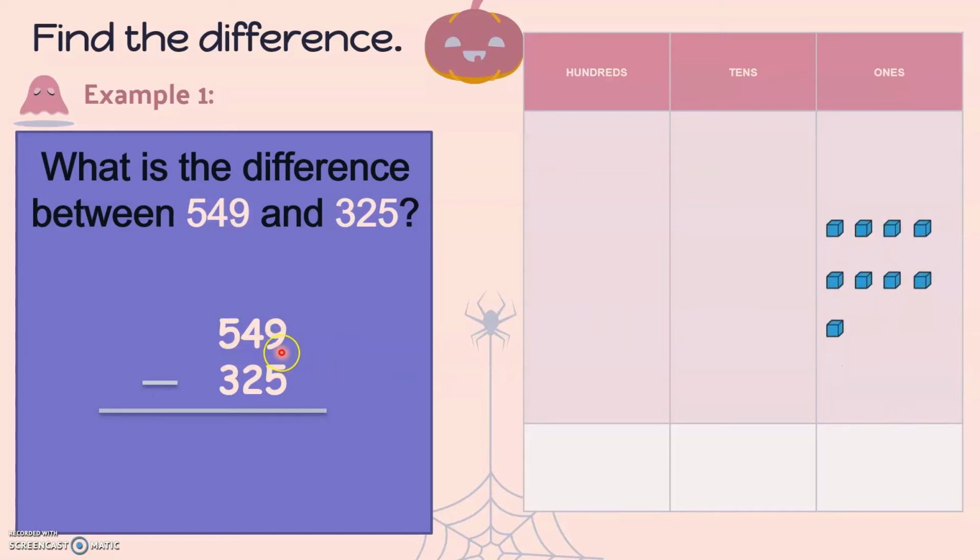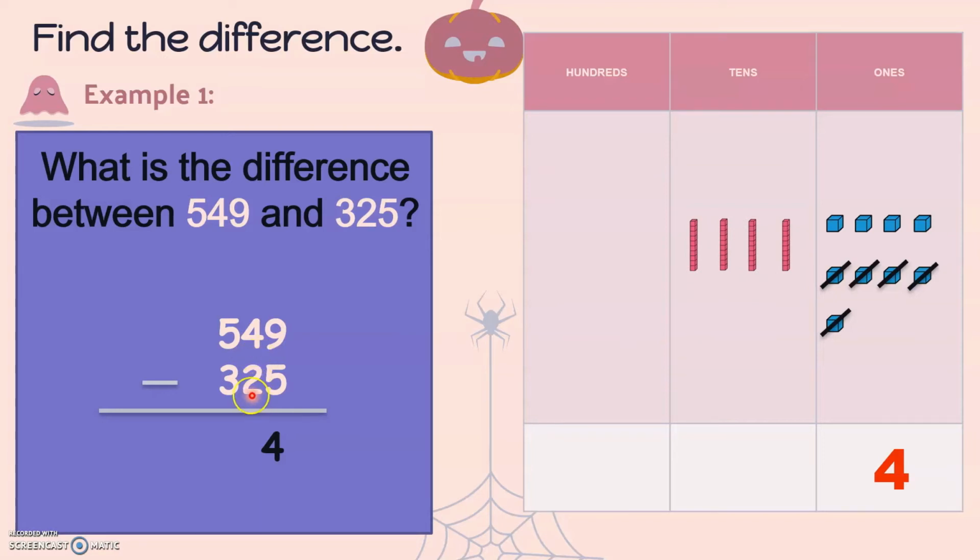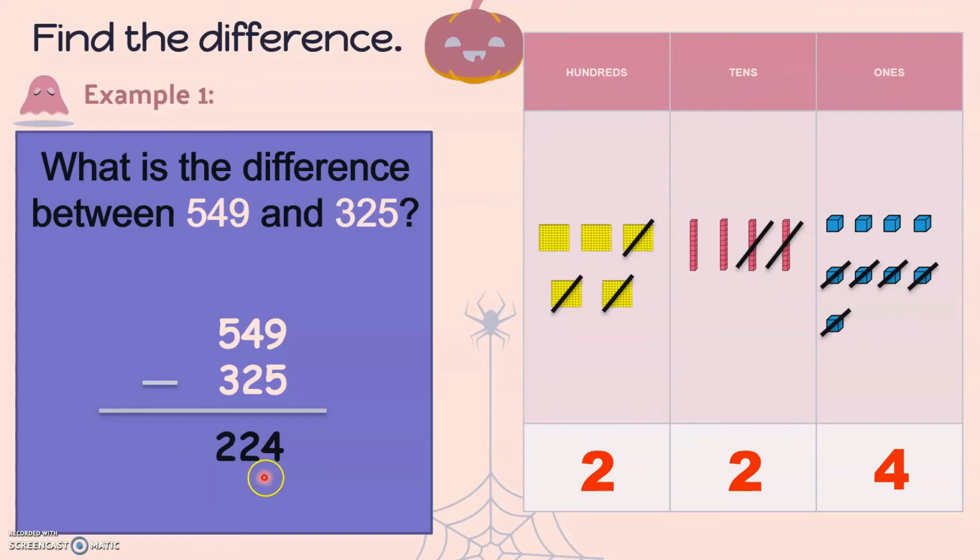We have 9 ones minus or take away 5 ones. The answer is 4. Now, let's proceed to tens place value. We have 4 tens minus or take away 2 tens. The answer is 2. Then last one, hundreds place, we have 5 hundreds minus or take away 3 hundreds. The answer is 2. So our answer will be 224. Next example.